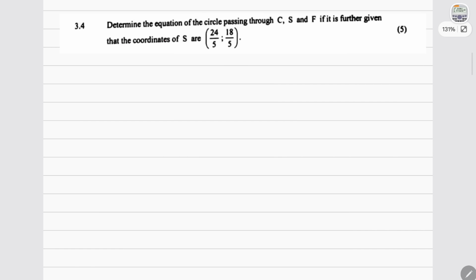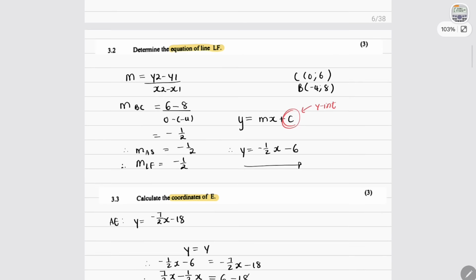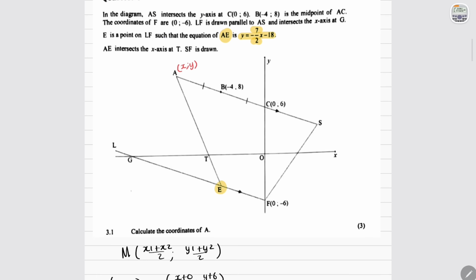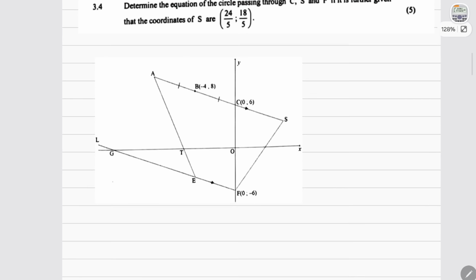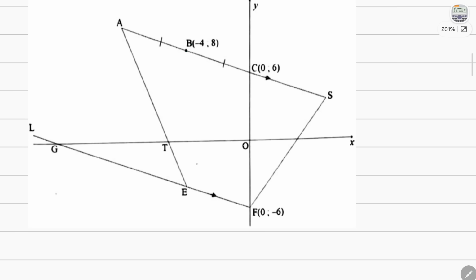Question 3.4 says, determine the equation of the circle passing through CSF if it is further given that the coordinates of S are 24 over 5 and 18 over 5. Let me go ahead and just bring this diagram down so we can see what's going on here. So here's our diagram. There are a bunch of things that we already have, and I should have probably put those things down.